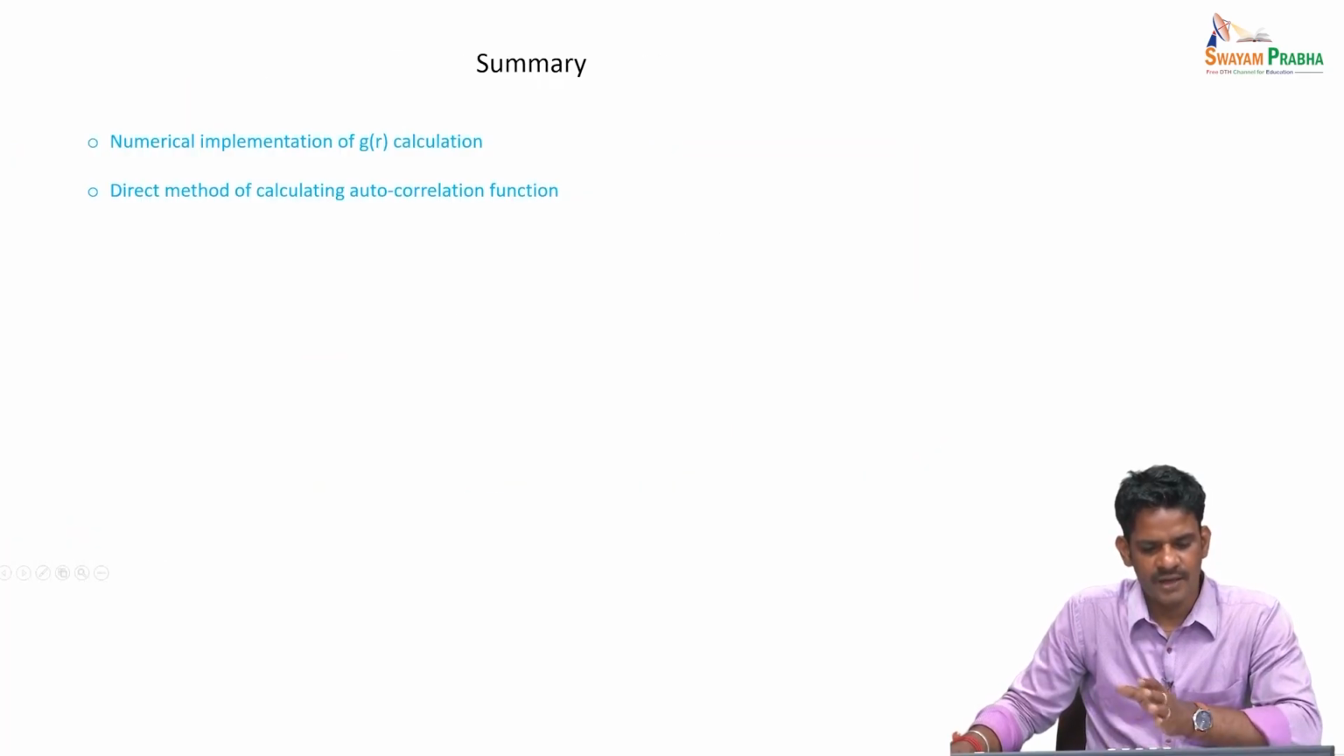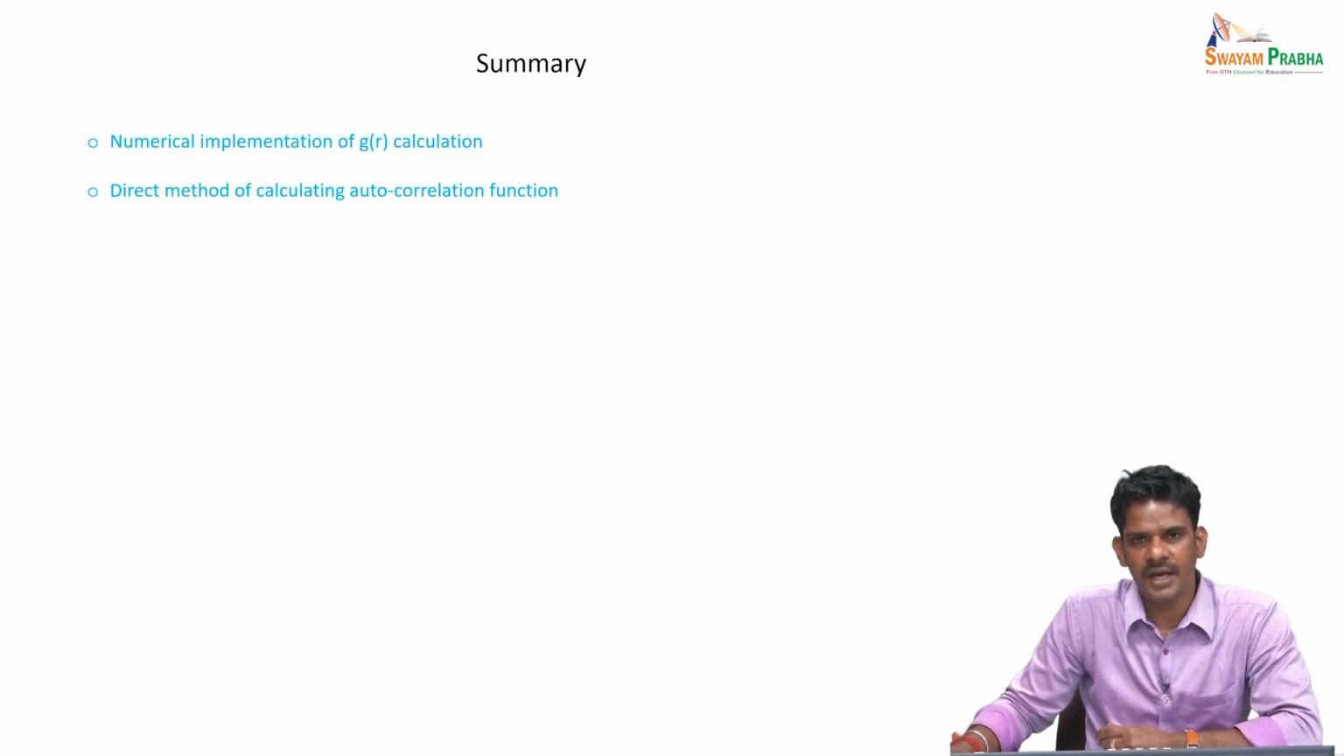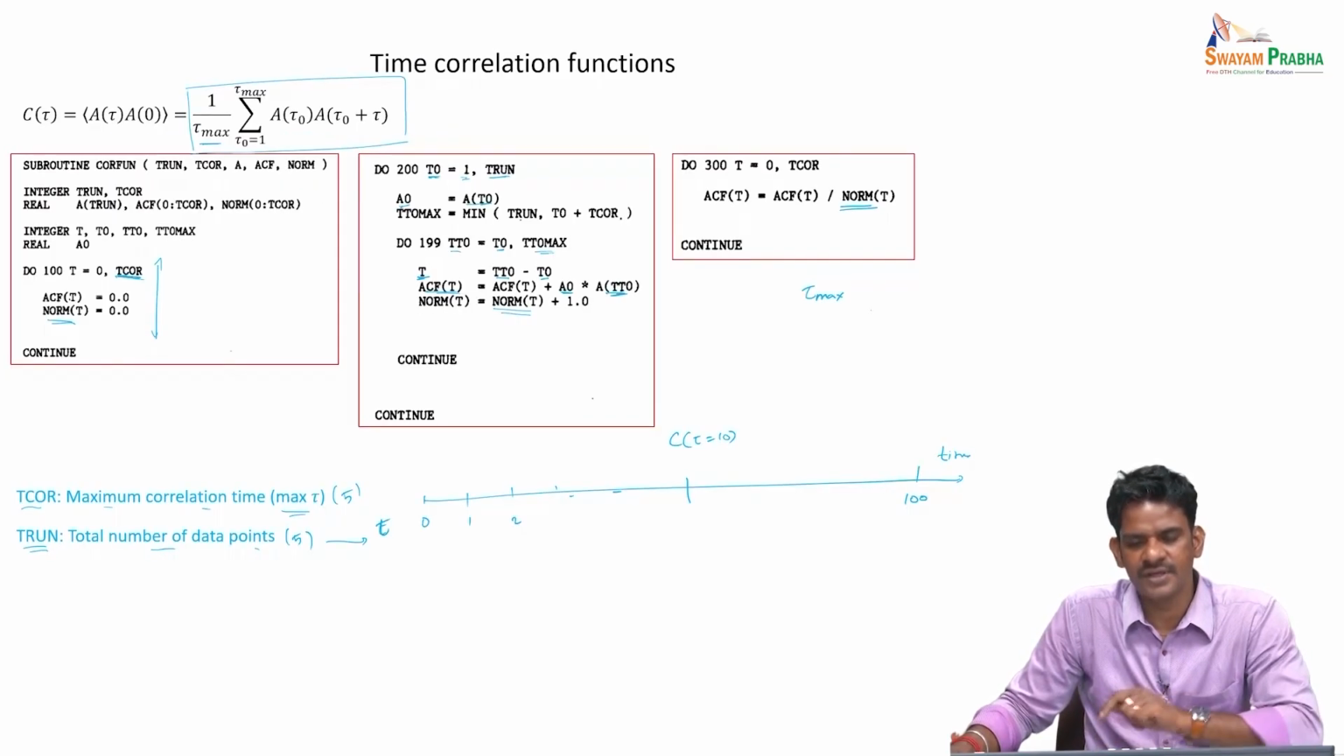So with this, in this lecture we showed the numerical implementation of calculating RDF and the direct method of calculating autocorrelation functions. There are other methods to calculate autocorrelation functions, such as the fast Fourier method, but that is something that we have left here. So you should look at the working principle of this particular time correlation function to fully understand how this algorithm works.